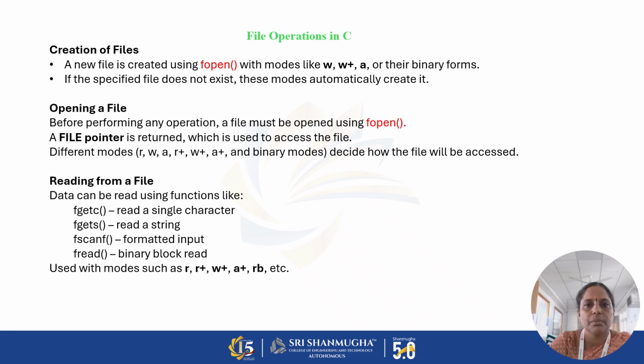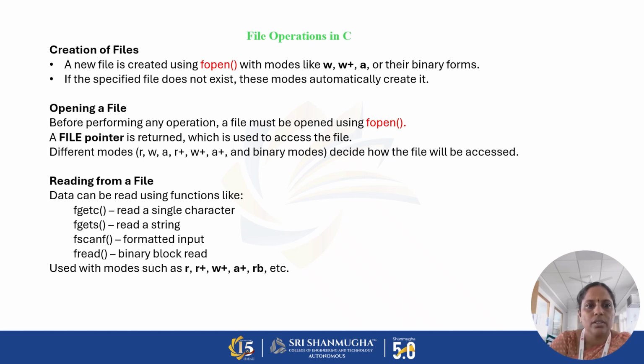These are some of the basic operations in C. First we need to create a file, and only then can we read, write or append. For creating the file we use fopen. A new file is created using fopen with the mode read, or w+ read and write mode, or a append mode. If the file already exists, it can open it. If not, it will create a file.